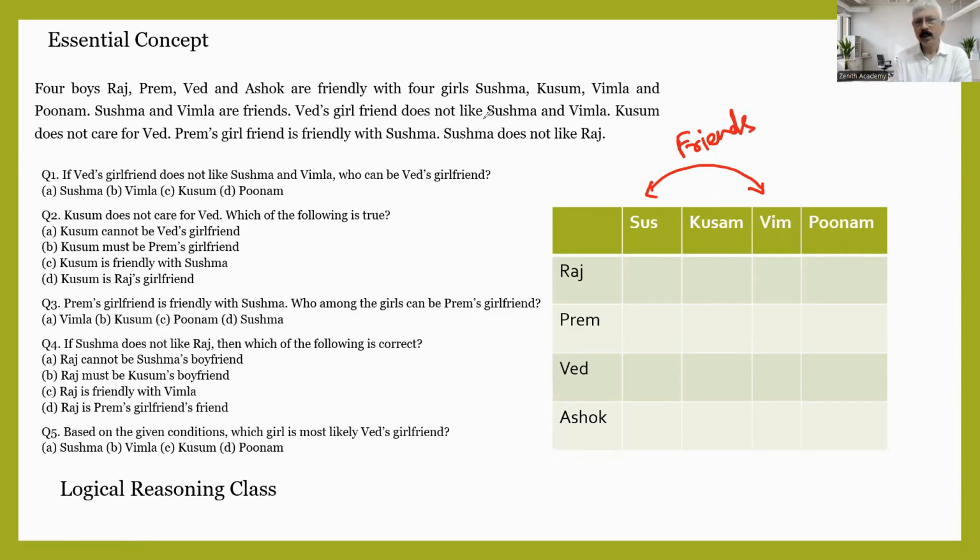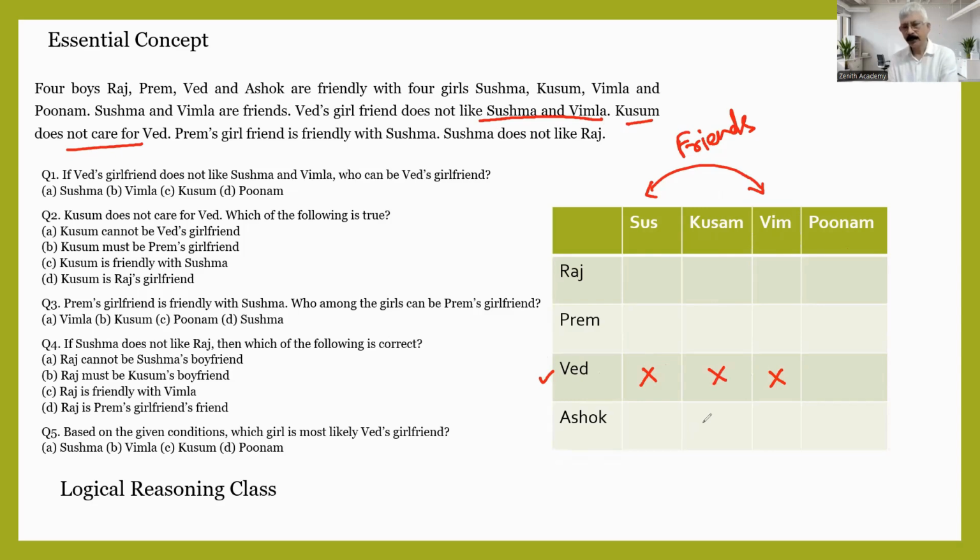Ved's girlfriend does not like Susma and Vimla. So the logical interpretation is that Susma and Vimla are not the girlfriend of Ved. Okay. Kusum does not care for Ved.